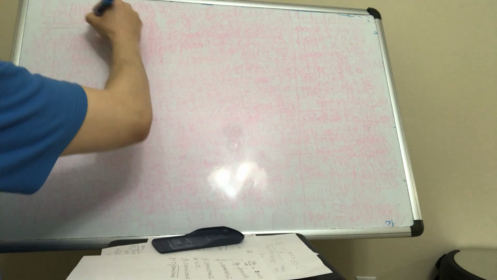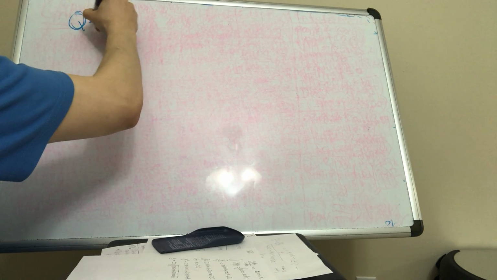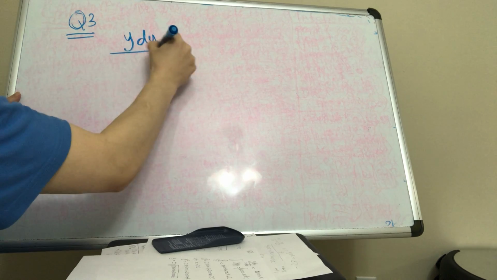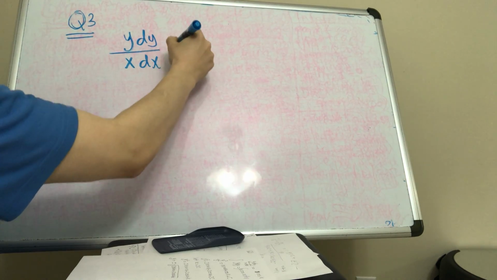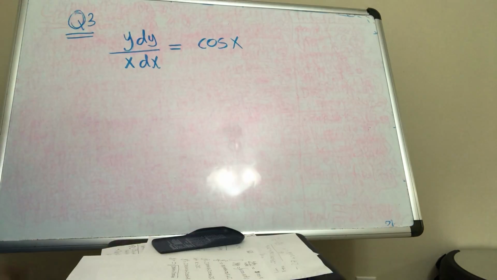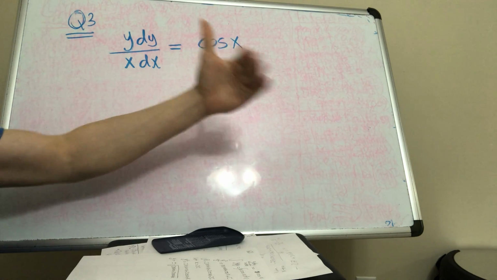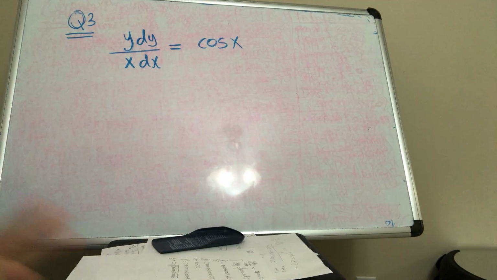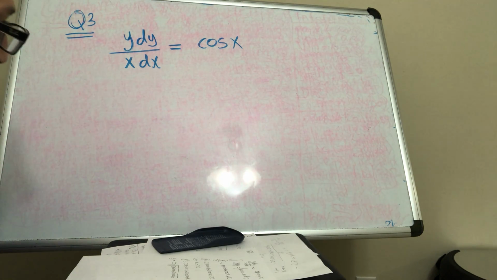So we do one more, which is question number 3. They want the general solution for y dy over dx equals x cosine x. When they say find the general solution, they don't give you an initial condition like last time, y at 2 equals 0. So leave the constant. So don't do anything for the constant.